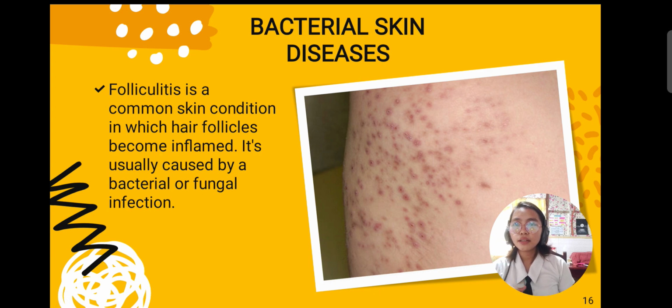Next is folliculitis. It is a common skin condition in which hair follicles become inflamed. It is usually caused by bacterial or fungal infection. Here are some symptoms of folliculitis: itchy, burning skin, painful tender skin, a large swollen bump or mass, and pus-filled blisters that break open and crust over.